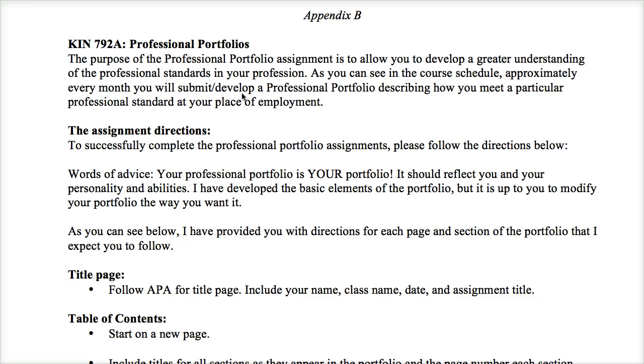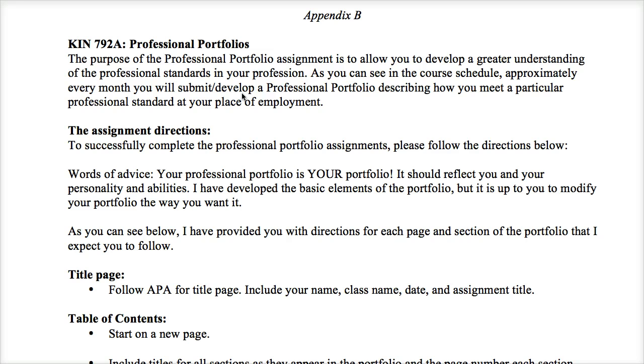So a couple things that you should download for this presentation is the syllabus, and I'm on Appendix B in our syllabi, the professional portfolio template, and the rubric for this assignment. I think it's called a Kinesiology 792A Professional Portfolios Assessment Rubric. Those can be found in the course documents folder in the first module in our class.